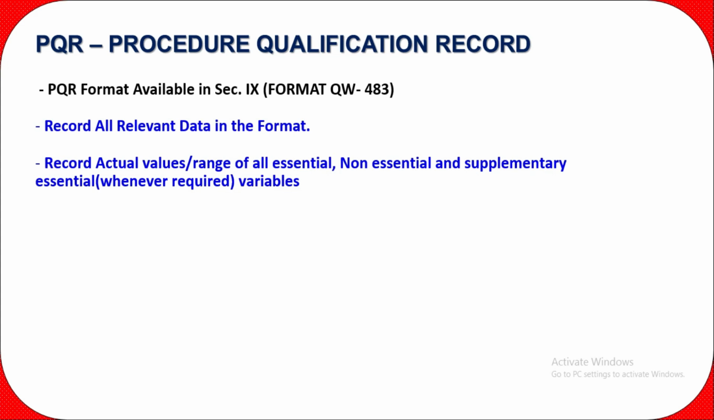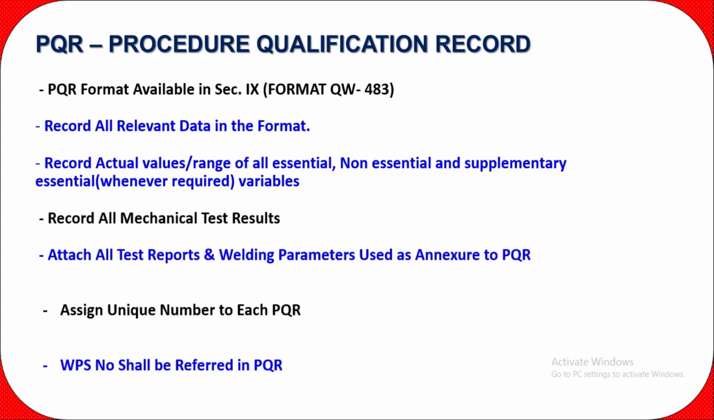Record the actual value and range of all essential, non-essential, and supplementary essential variables, whenever required. So you have to record the actual values of what you did at the time of the PQR. Record all mechanical test results, and attach all test reports and the welding parameters used as an annexure of the PQR. You have to attach all the test reports, the welding parameters, and all mechanical test results, like the tensile test. Assign a unique number to each PQR. A unique number is required for each PQR.